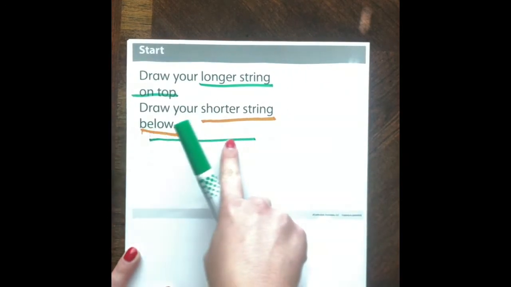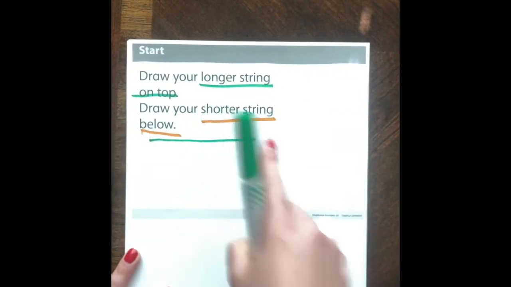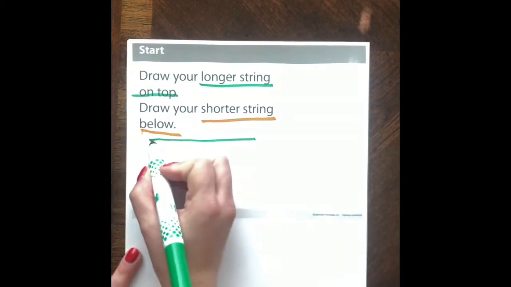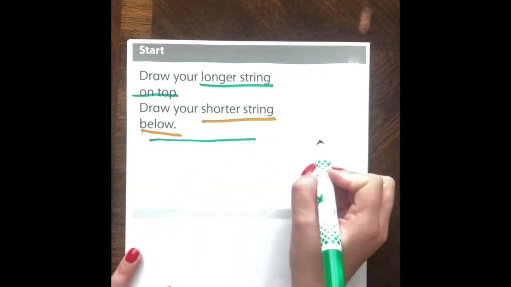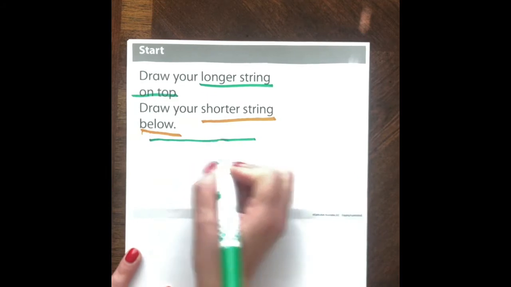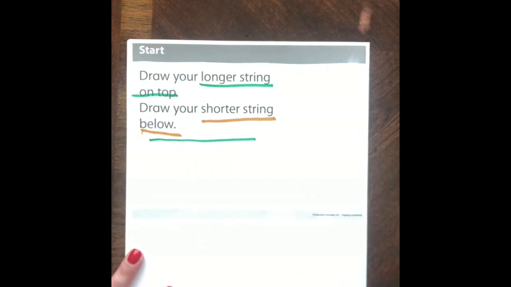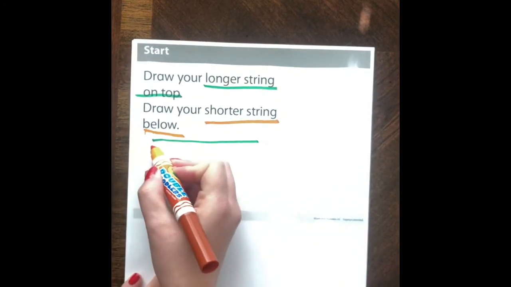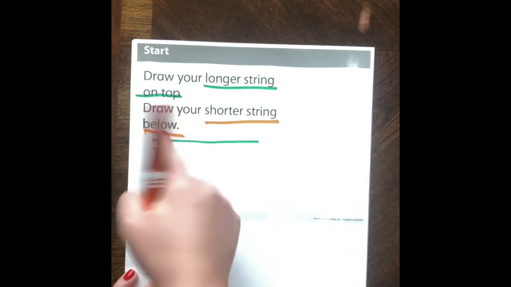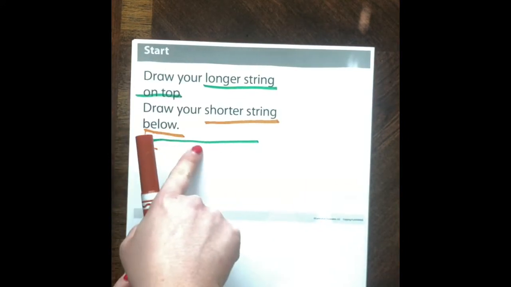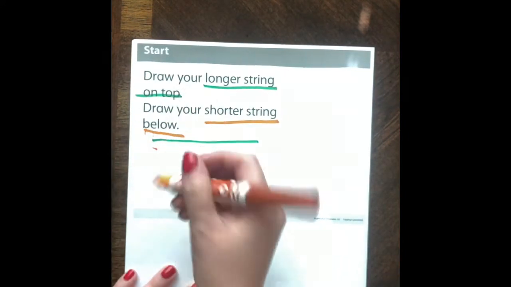Here's my green line here. This is my longer string. It doesn't matter if you drew your string all the way out here or if you drew it just a little bit down here. What matters is the length of our second string or our shorter string, because we know our shorter string needs to be below our longer string and it needs to be shorter.